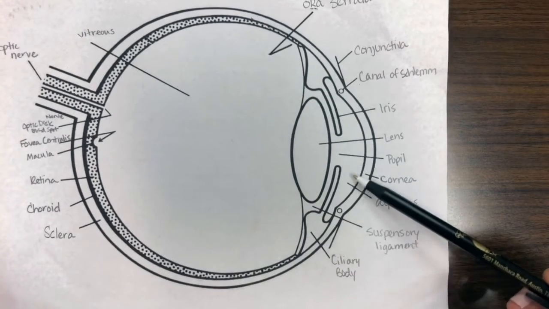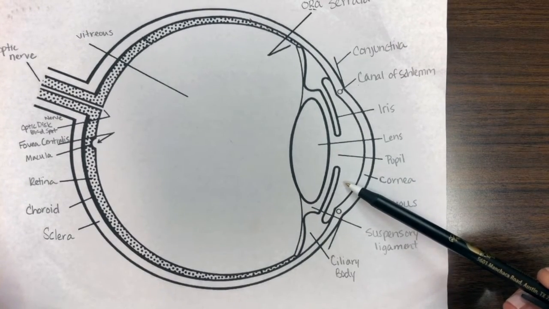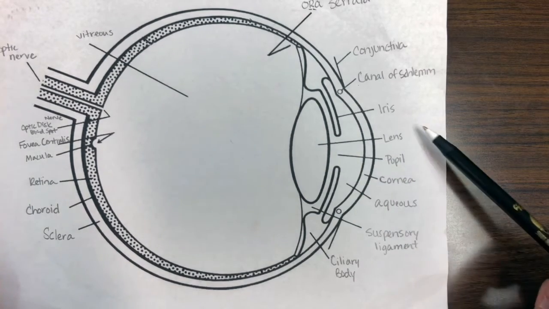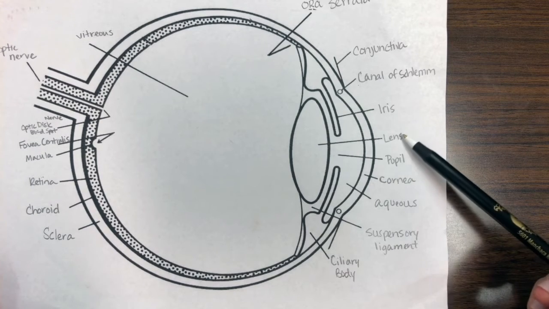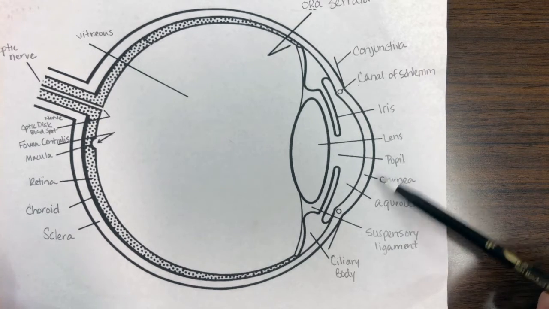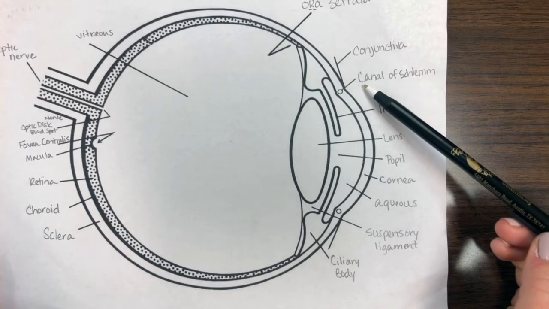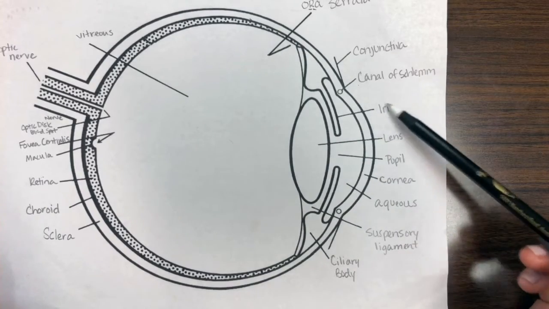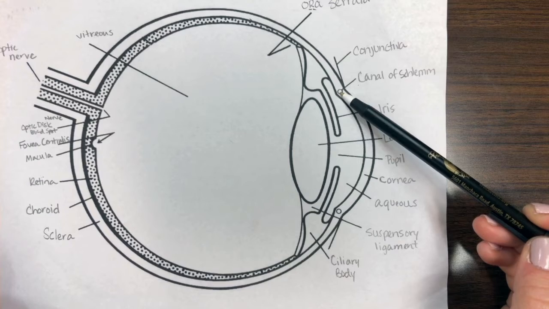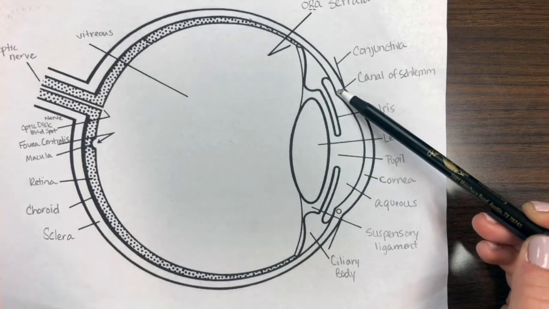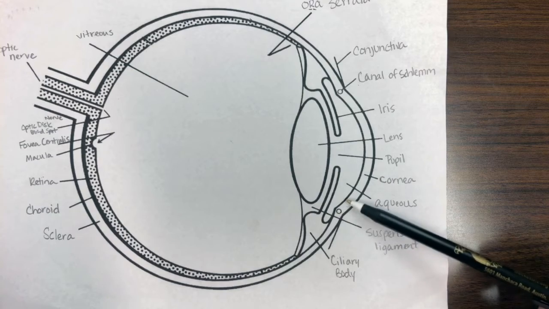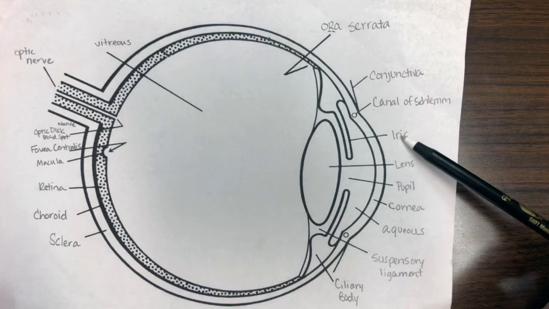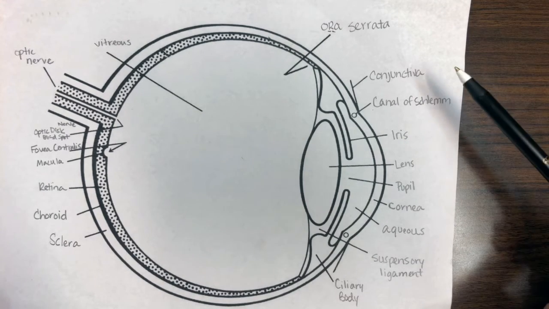The aqueous is a fluid that is constantly being produced in the eye and drained. The purpose is to nourish and provide oxygen for the lens and iris and maintain intraocular pressure. The canal of Schlemm is a circular canal located around the iris. It controls the drainage of the aqueous humor in the eye, and if this is blocked, a patient can develop glaucoma from too much intraocular pressure.